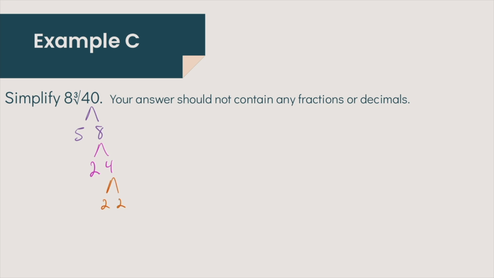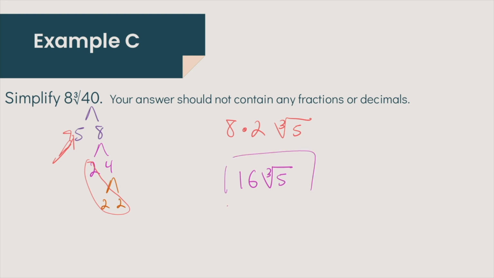All right, so now I'm going to look for groups of 3. So I've got a group of 2's right here. So I know that's going to be on the outside. I already had the 8 on the outside, so I've got 8 times 2 on the outside of my little cube root here. The only number that's left inside is this 5, so I need to make sure that stays inside my radical. 8 times 2 is going to give me 16. Then I'm going to have my 16 cube root of 5. Now let's take a look at example D.